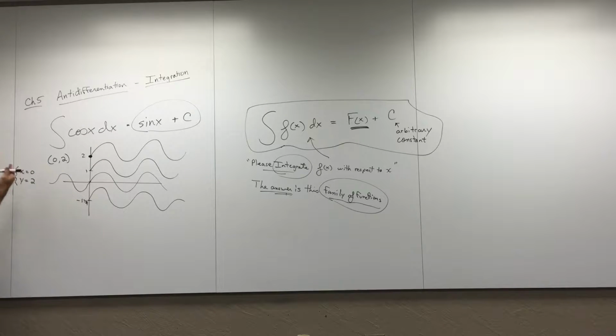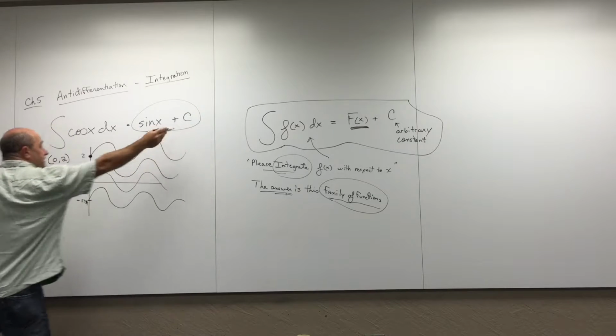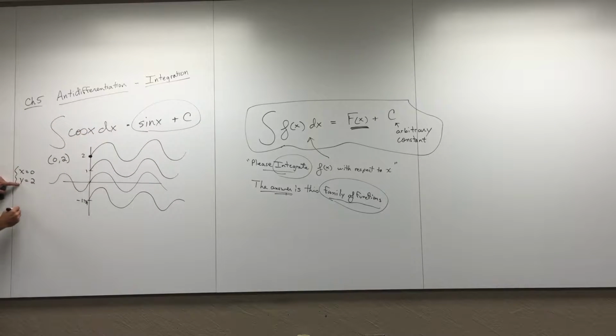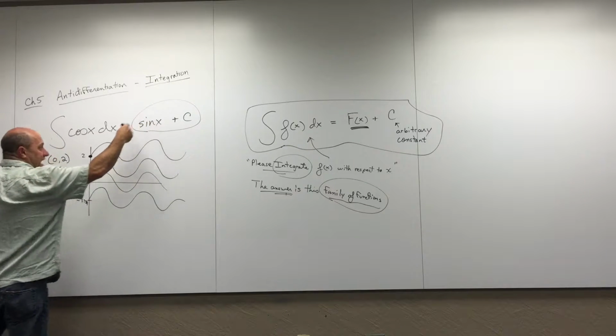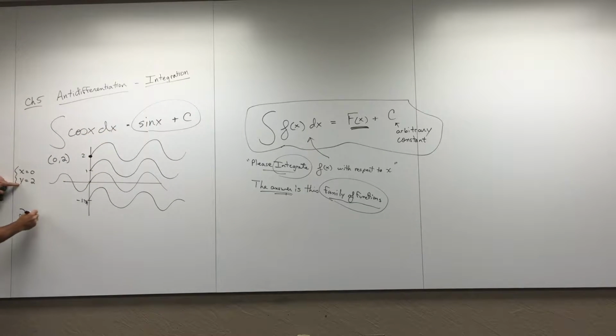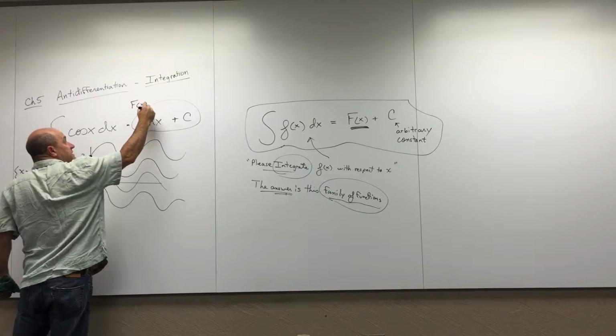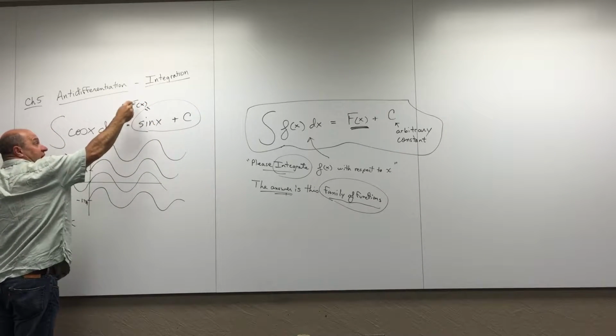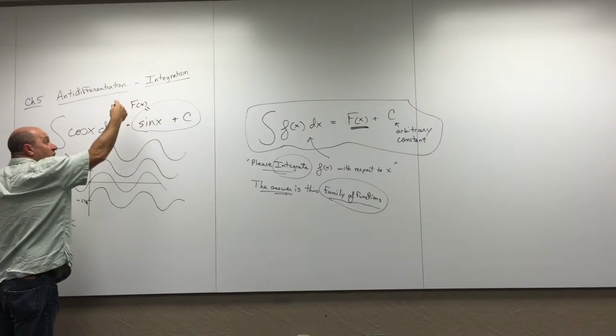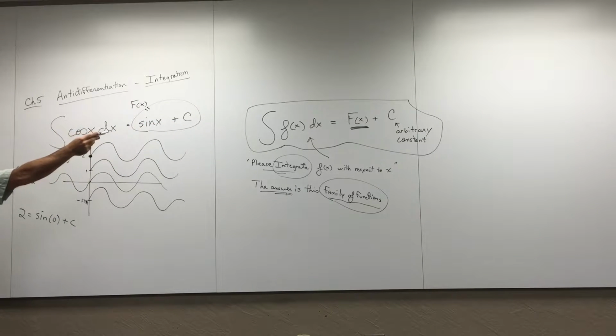If I wanted to find that particular member of the family, I think I would go to this answer here, I would plug in a y value of 2. And I would plug in a 0. That would be the sine of 0 plus c. Are you guys following me? This answer is big old f of x. I can call that my y value. There's my x value.